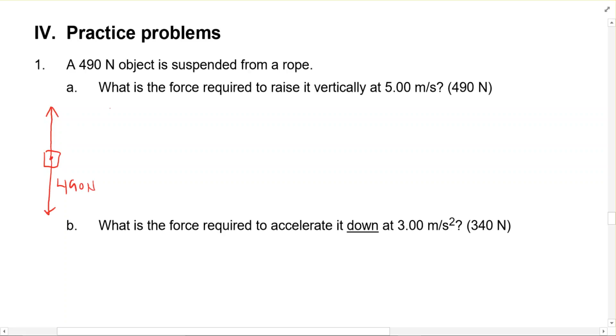And the key bit here that you might have not seen is that it says that it's raised vertically at 5 meters per second, not 5 meters per second squared. It's not accelerating, which means that there's no net force, right? Things in motion just stay in motion. So this thing isn't accelerating. That means these two forces are balanced. So if it's 490 down, it has to be 490 newtons up to keep this thing moving at a constant velocity. Forces need to be balanced.